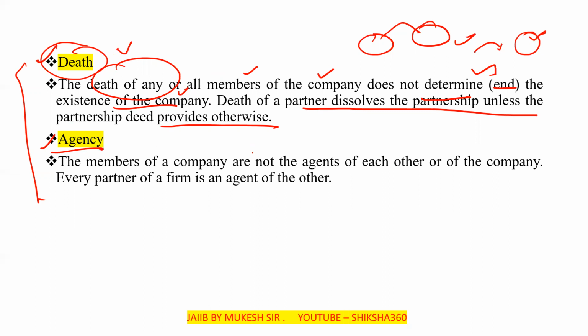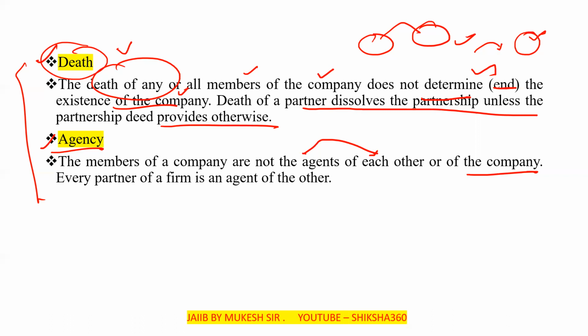Agency. The members of the company are not the agents of each other or of the company. The agency point is very, very important; this is a half-mark question: whether the members of the company are agents of the company or not? No. On the other side, every partner of a partnership firm is an agent of the other.